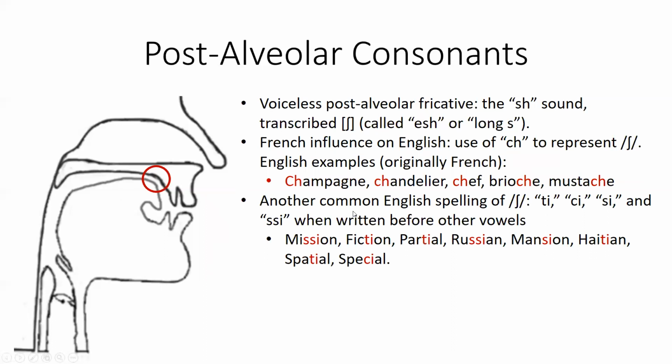We also have a lot of internal sh that are the result of a process called palatalization. Remember, this is the palate up here. So TI, CI, SI, and SSI, everything from mission to special has a sh sound in the middle. And even SSU, for a different reason, can be pronounced sh. So we see that in sure to tissue.